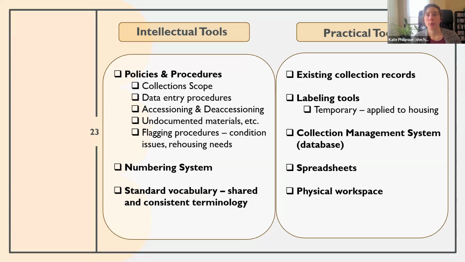It's important to think about tools as you're inventorying, your intellectual tools, sort of what you need to have on hand to be prepared. Again, this includes a lot of the same things we just talked about planning for, the policies and procedures, the numbering system, the standard. The one I'll highlight is a standard vocabulary, right? Think about how your terminology is going to be consistent.